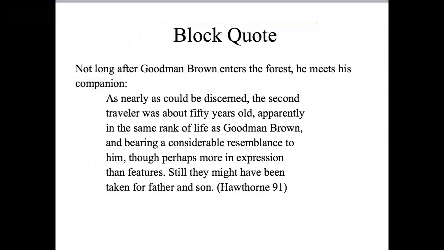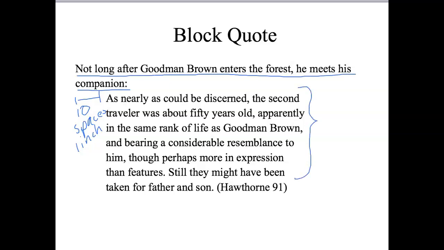Here's an example. And this space right here is supposed to represent 10 spaces, which is roughly equivalent to 1 inch. So notice that we have our signal sentence, not long after Goodman Brown enters the forest, he meets his companion, and this right here is our block quote. Notice no quotation marks are used at the beginning or the end of the block quote. The period happens right here, this time before the in-text citation with the author's last name and the page number.